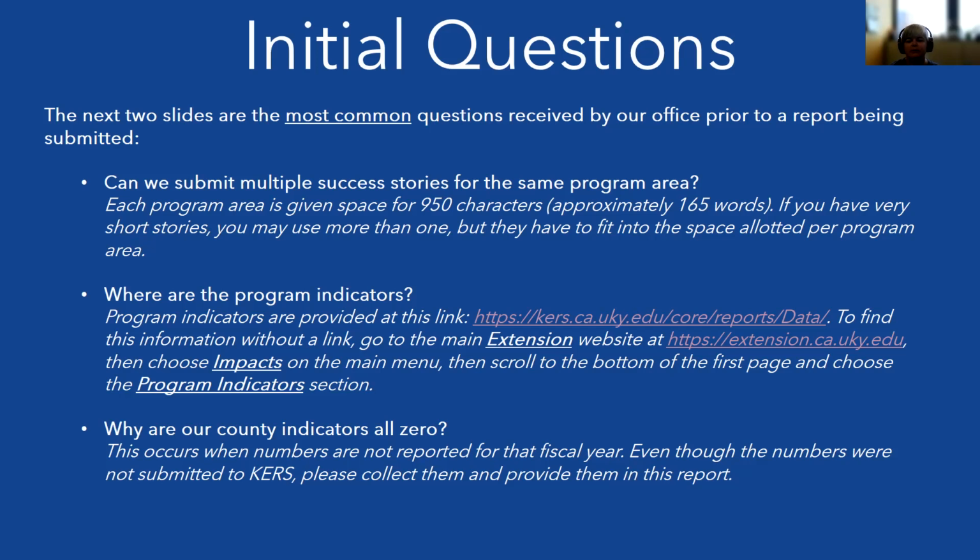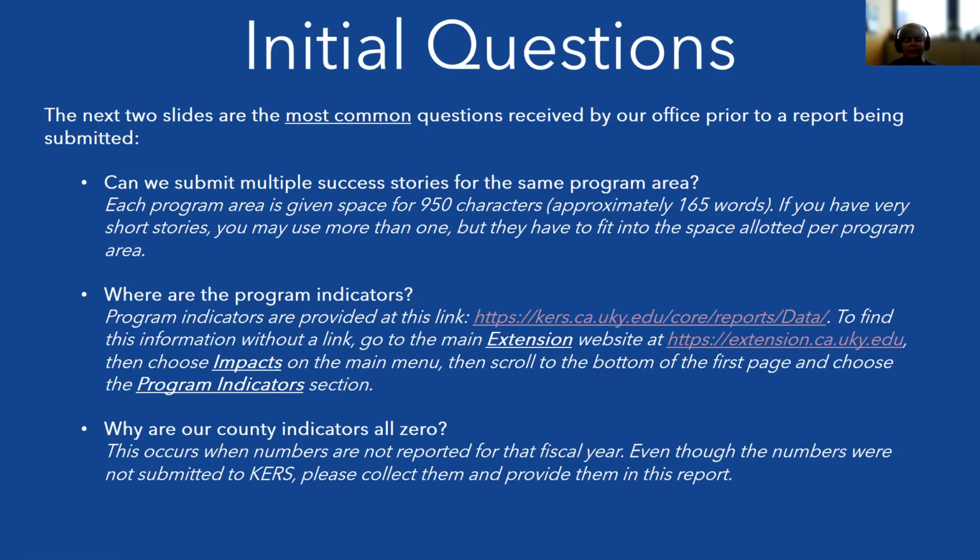Where are the program indicators? I brought this up as well. The links are everywhere. I provide them again on this page of the report, how they can find the information, how they can go through the main UK directory through extension impacts and finding the program indicators section.